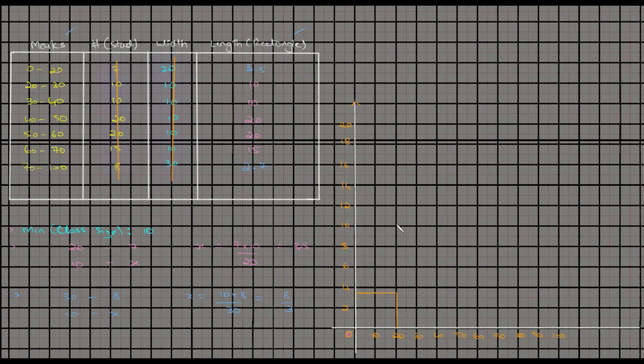20 to 30 is 10. So this is easy. And here we have to be careful because the class width is just 10. And then we have 10 again. And then we have 20. To 50 is 20, correct? 50 to 60 is 20 again. Then 60 to 70 is 15. 15 is over here.